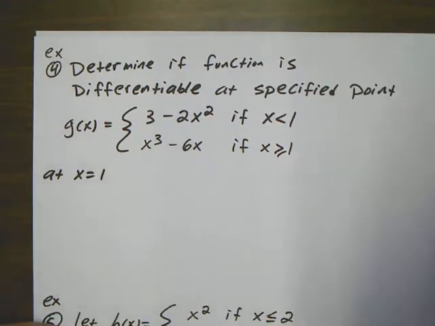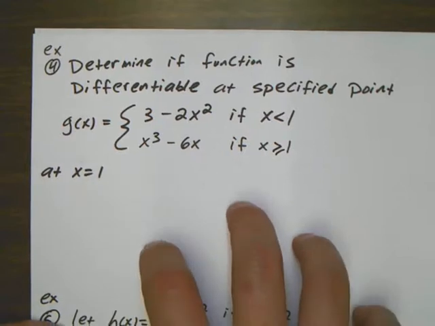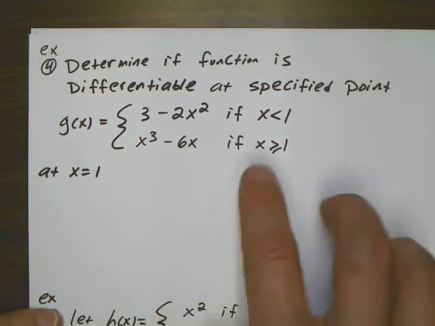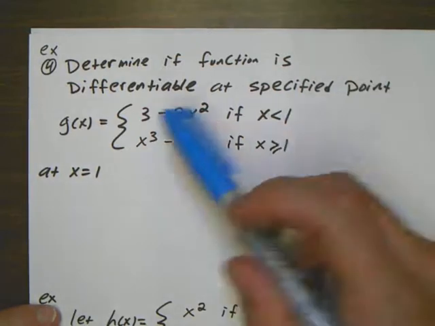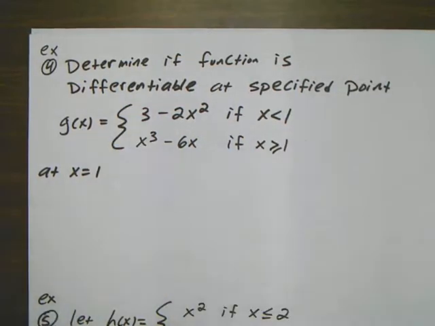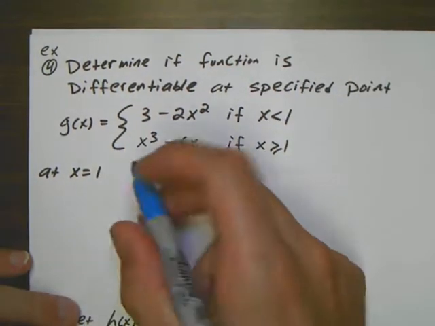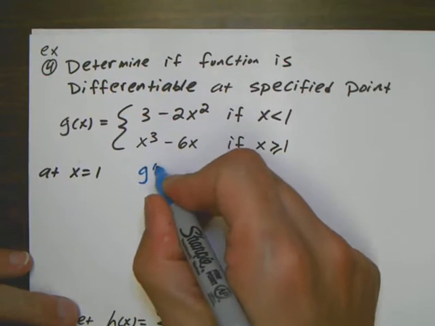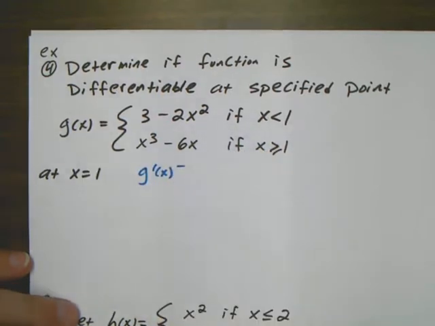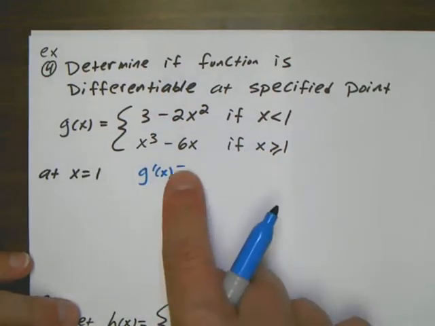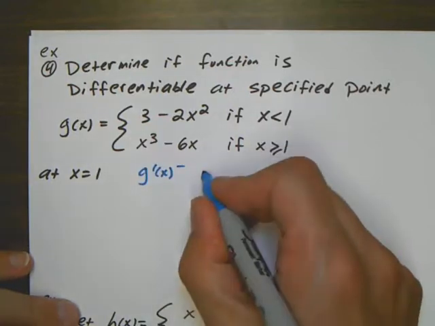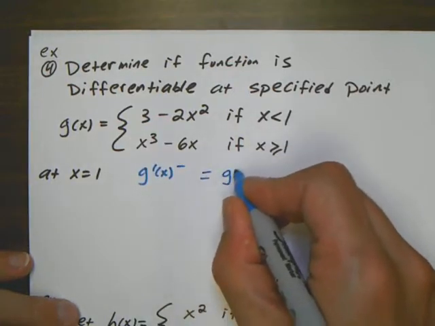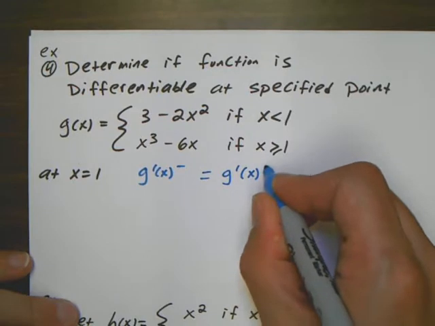So kind of going back to the concept of continuity, we had to check the limit from the left and also from the right. We kind of have to do the same thing for derivatives. And the notation for the derivative from the left is going to be pretty similar. I'm just going to put a little negative sign. It means the derivative from the left of 1. And somehow that's going to have to equal, I'm going to check to see if it's equal to, the derivative from the right.